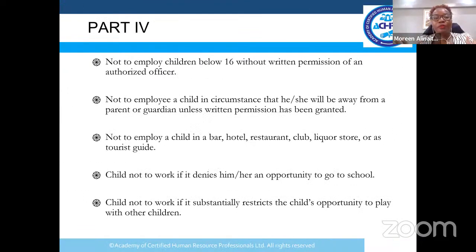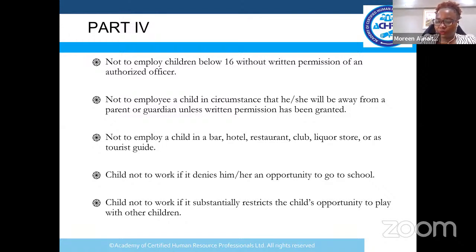Now, we move to this aspect in part 4 of the rules. You know, in the Employment Act, when you read the letters of the law, it seems to suggest that you can only employ people who are above the age of 18. But this is not the case. We see part 4 of the rules, and I find it very interesting.